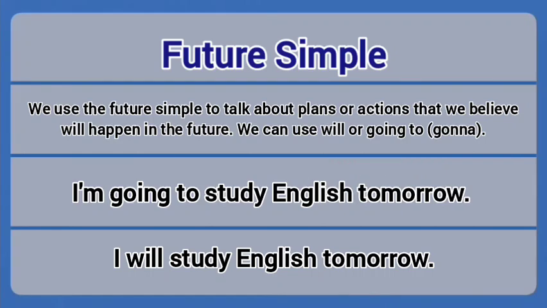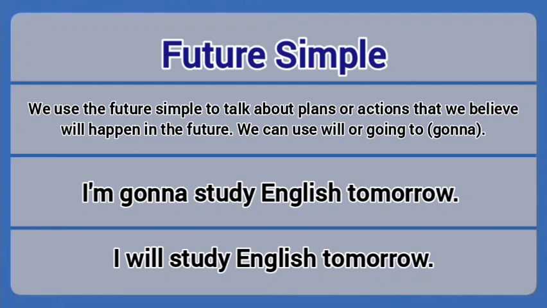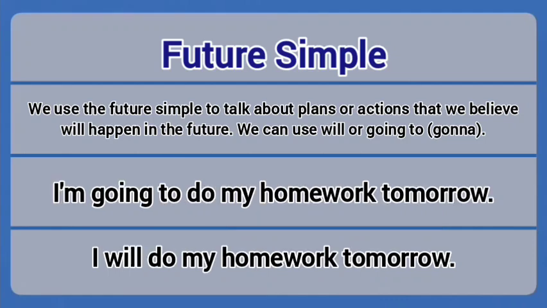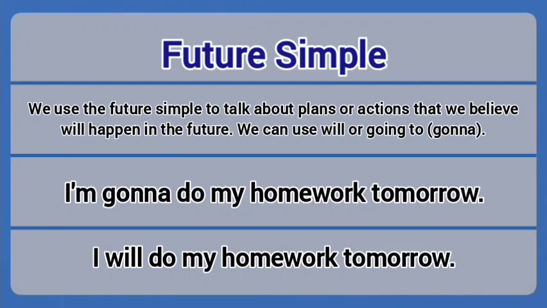Example, I'm going to study English tomorrow. I'm gonna study English tomorrow. I will study English tomorrow. It means that I plan to study English tomorrow. Next, I'm going to do my homework tomorrow. I'm gonna do my homework tomorrow. I will do my homework tomorrow.